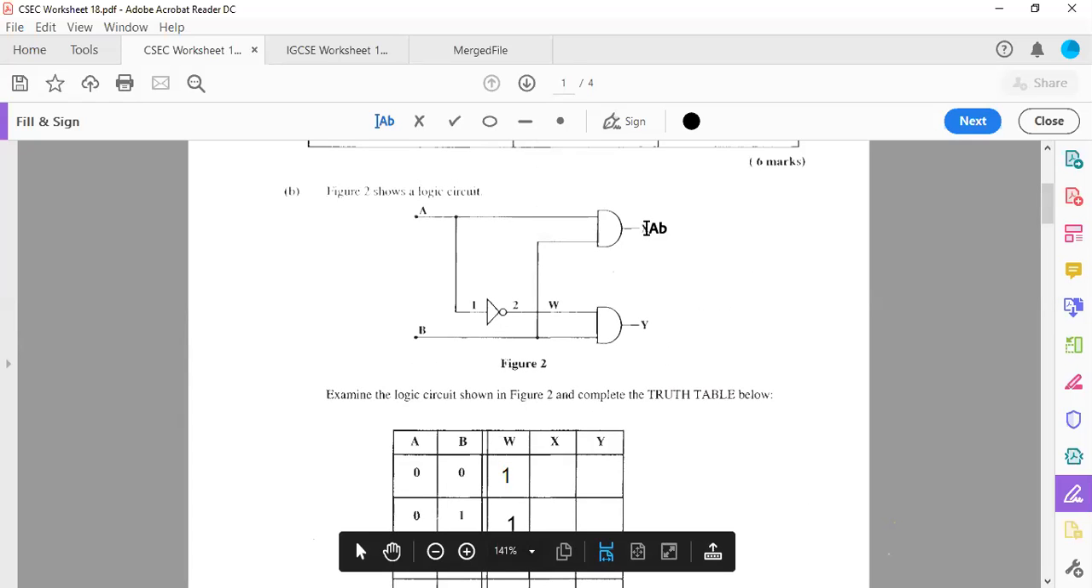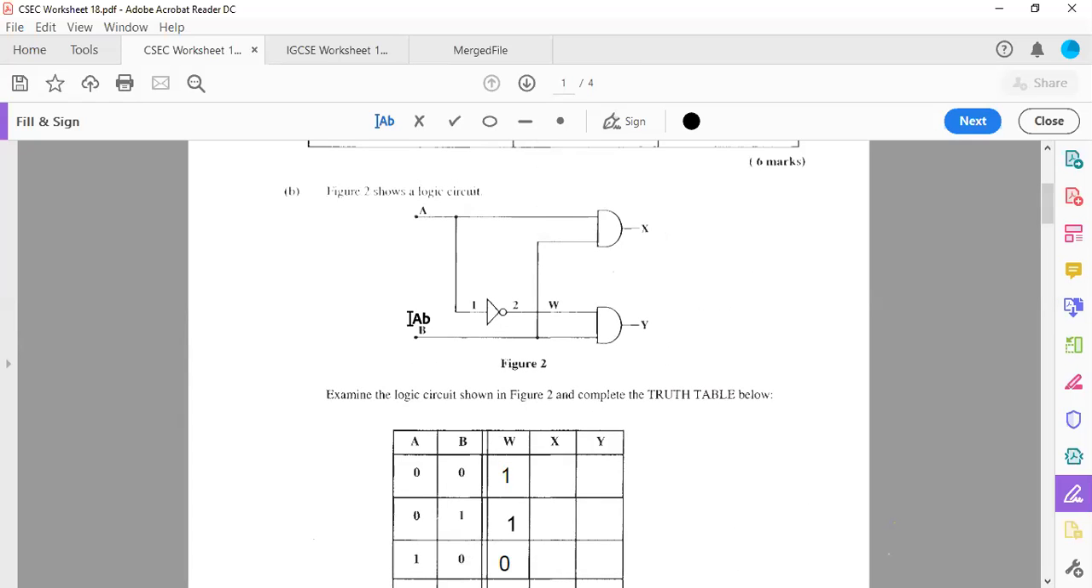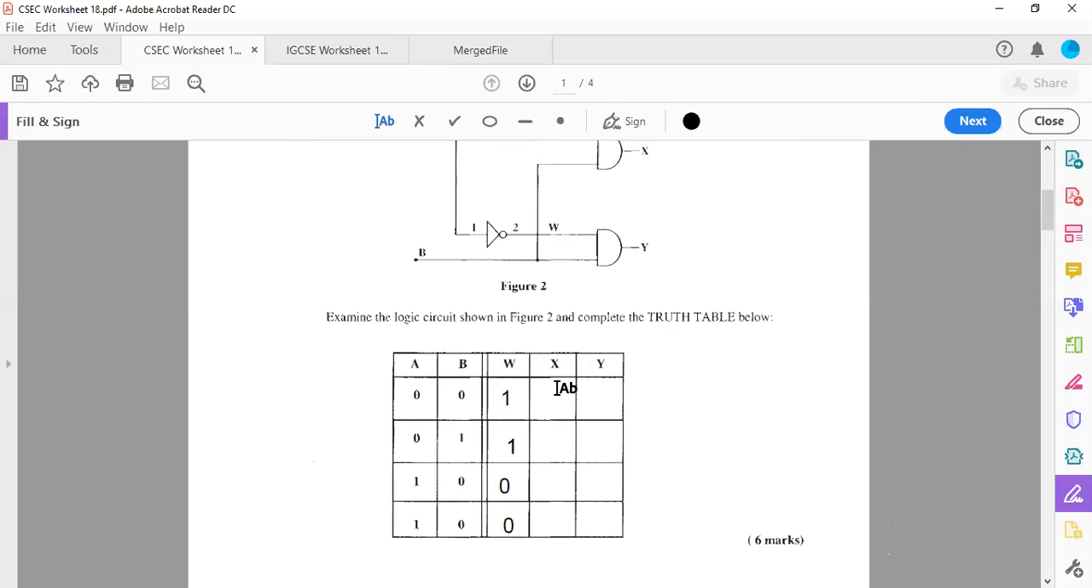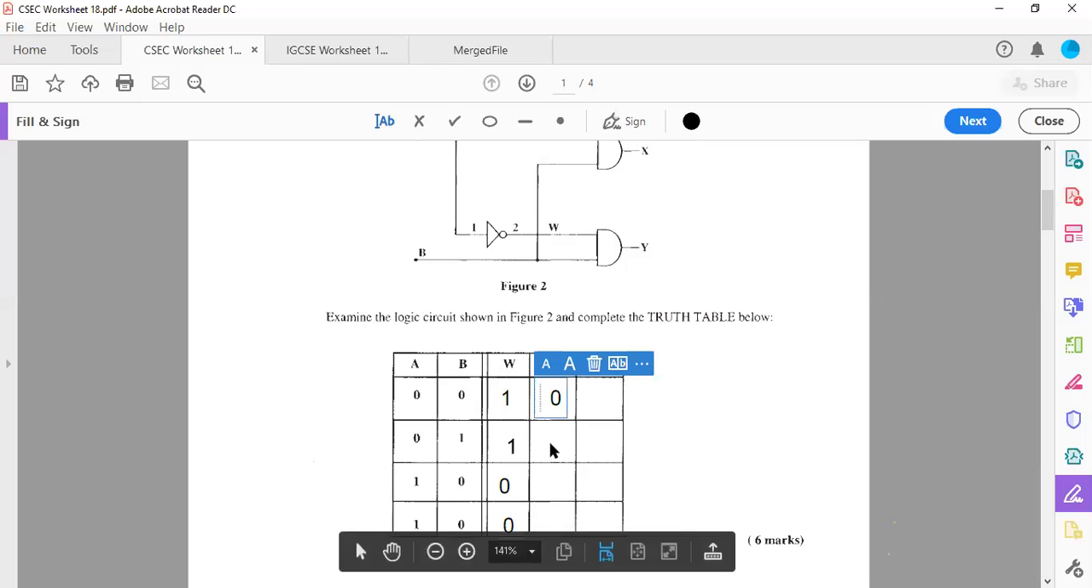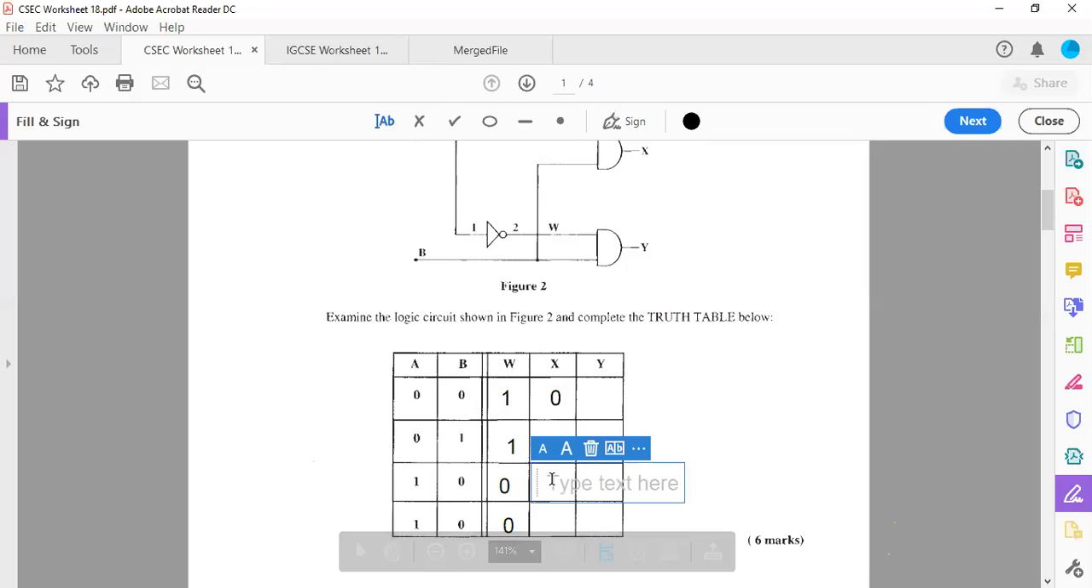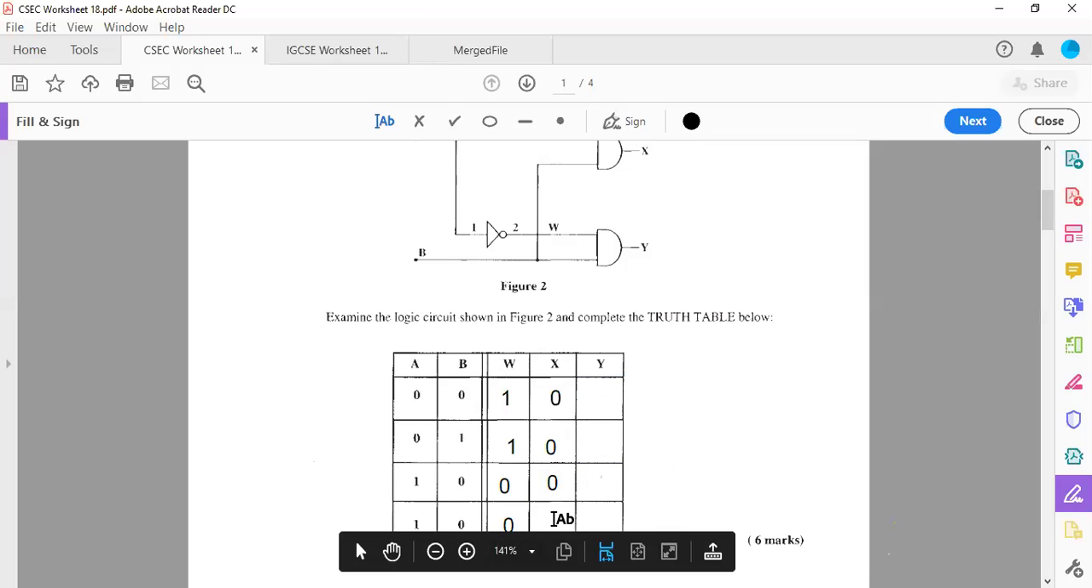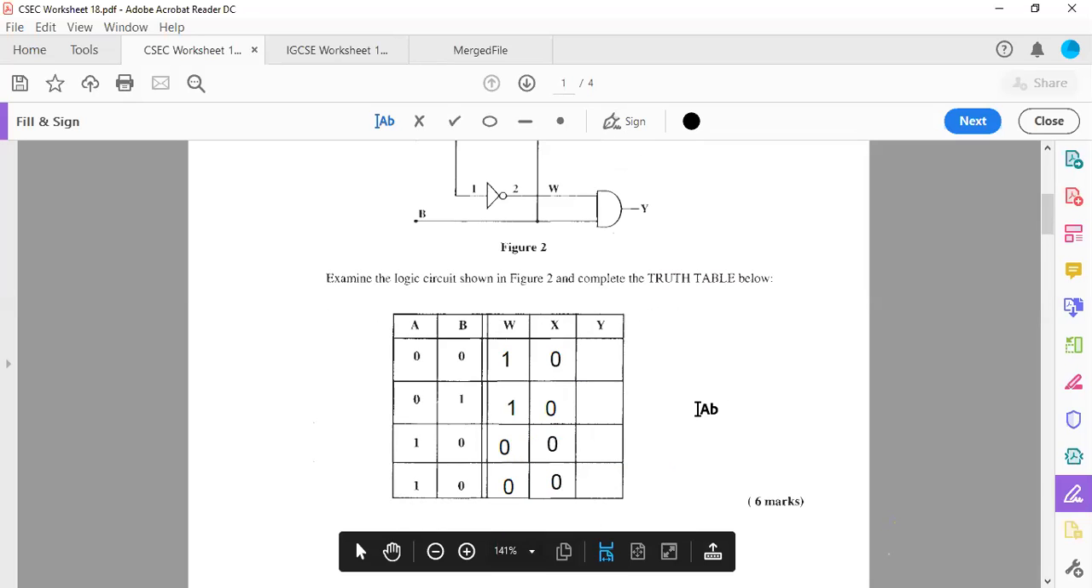Let's go with X now. X means that it is A AND B, because A goes into the AND gate and B as well goes into the gate. So X is A and B, which means AND means to multiply, right? So 0 multiplied by 0 is 0. We use it the maths way. 0 multiplied by 1 is 0. 1 multiplied by 0 is 0. And 1 multiplied by 0 is 0. So all your answers for this here is 0.